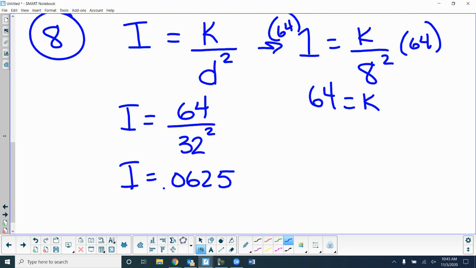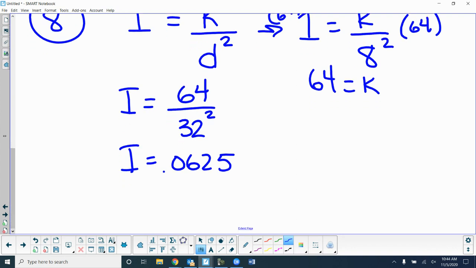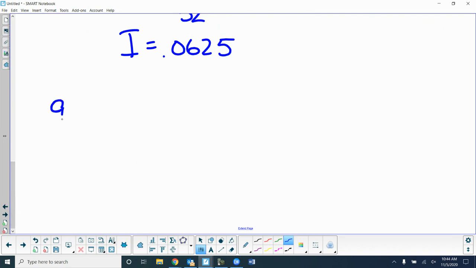Again, don't worry about watts per square meter. You don't have to worry about the units. It's not that intense, right?